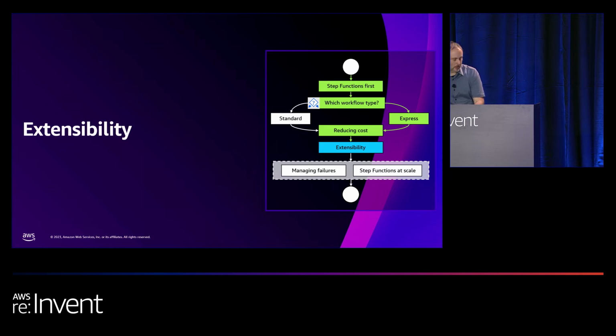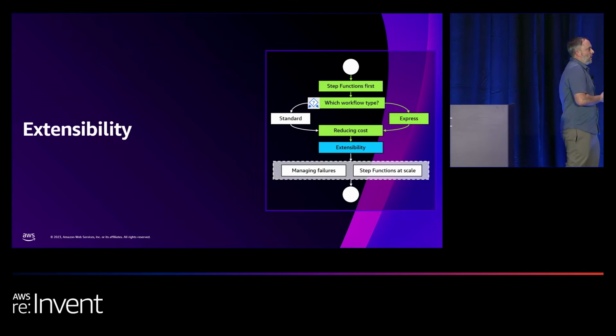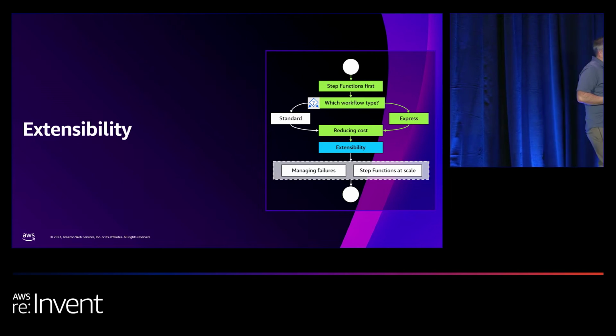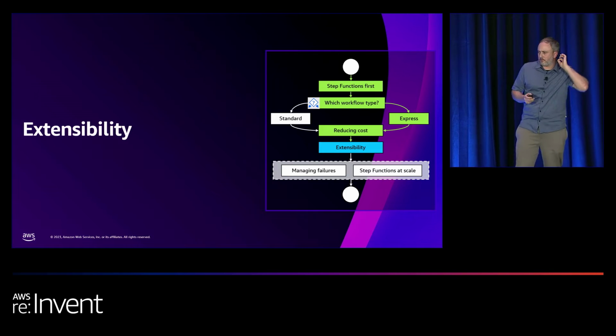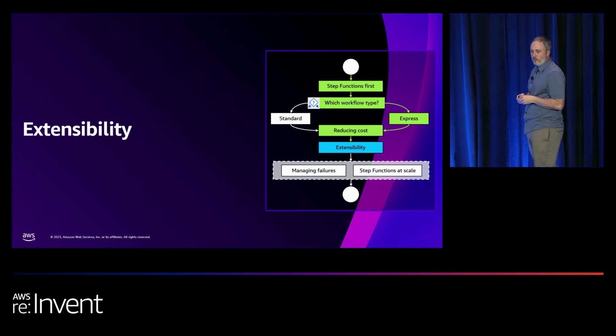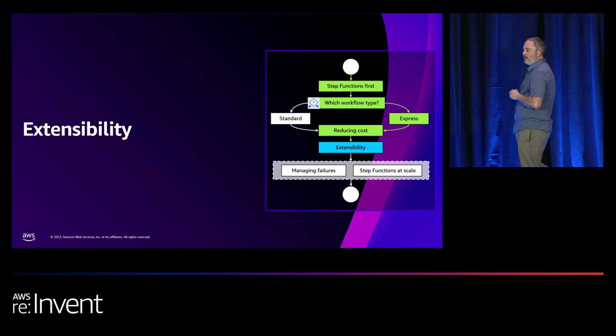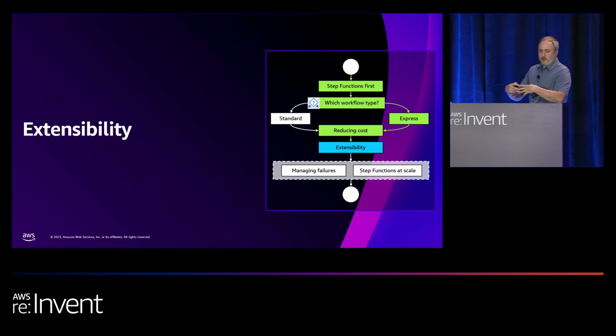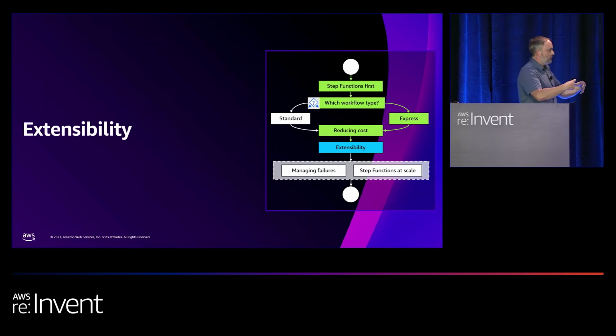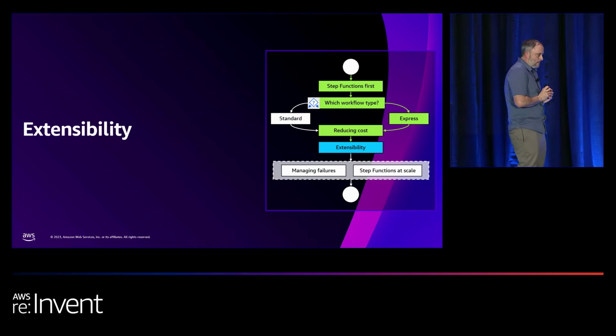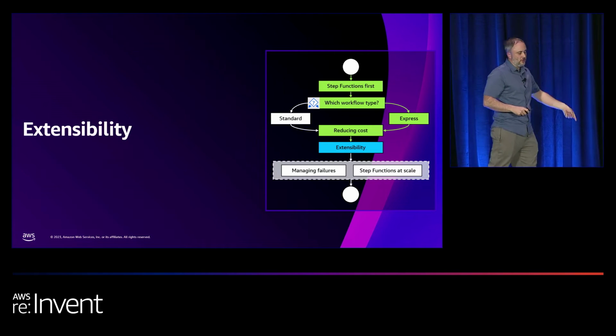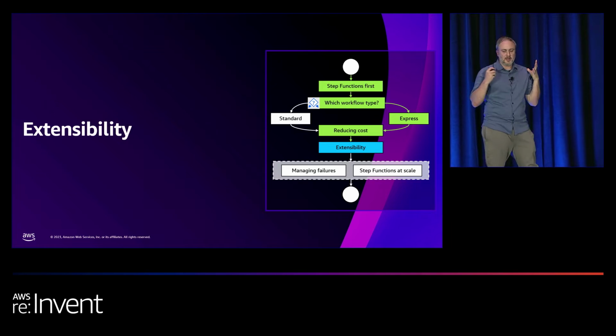I want to talk about extensibility now. One of the challenges people come to me with Step Functions is that, oh, you're just building a monolith as a workflow. That's an interesting thought, but I think as long as you stay within the context of your microservice that you're orchestrating and use events to communicate across those microservices, that's completely fine.